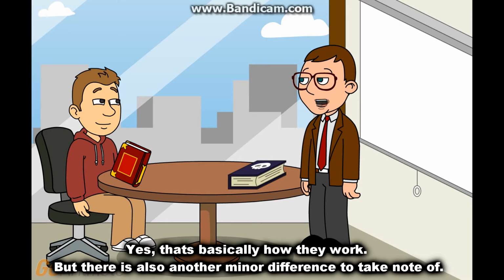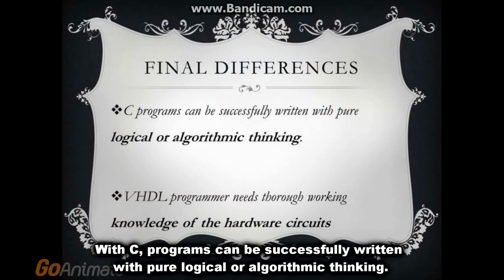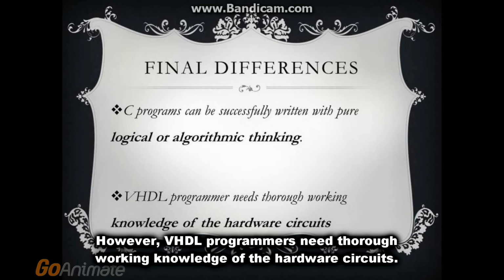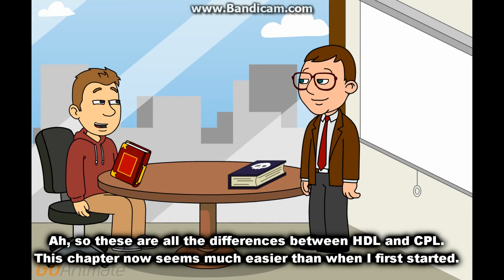But there is also another minor difference to take note of. With C, programs can be successfully written with pure logical or algorithmic thinking. However, VHDL programmers need thorough working knowledge of the hardware circuit. One should be able to predict how a given code will be implemented in any hardware. So these are all the differences between HDL and CPL.